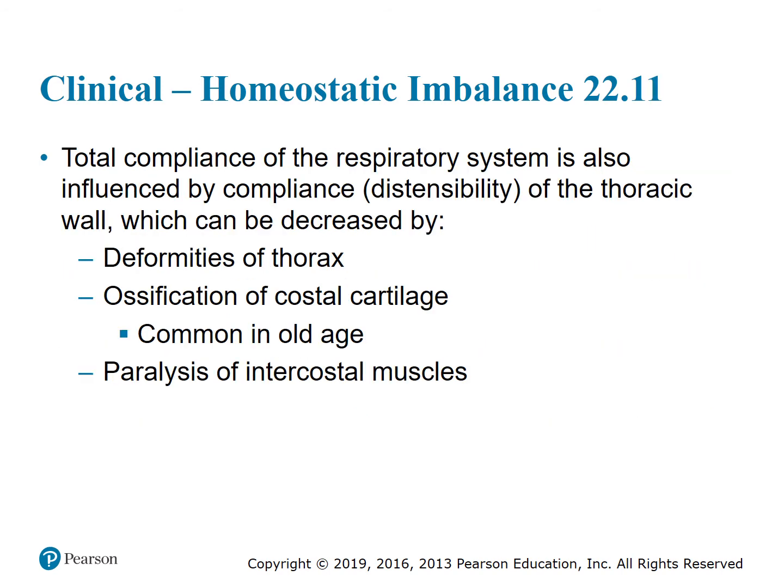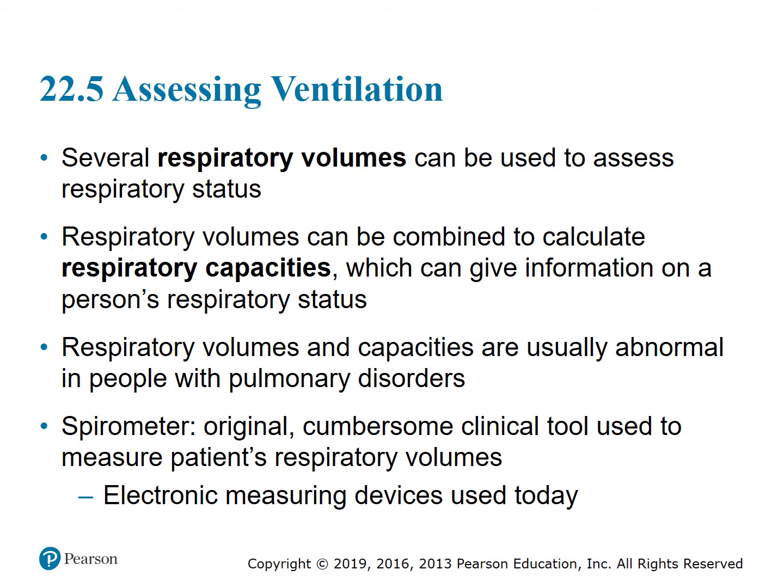Total compliance of the respiratory system is also influenced by compliance or distensibility of the thoracic wall, which can be decreased by deformities of the thorax, ossification of costal cartilage, which is common in old age, and paralysis of intercostal muscles.